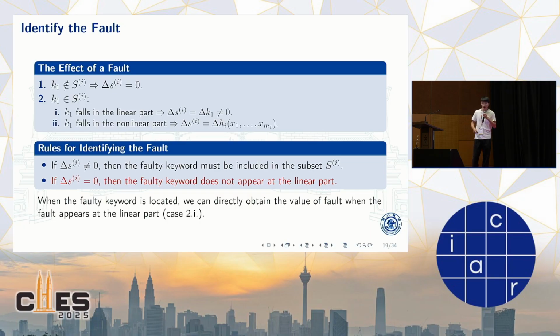Then we can use some key streams and the 2 rules to quickly locate the faulty keyword. When the faulty keyword is located, we can directly obtain the corresponding fault value according to this rule.